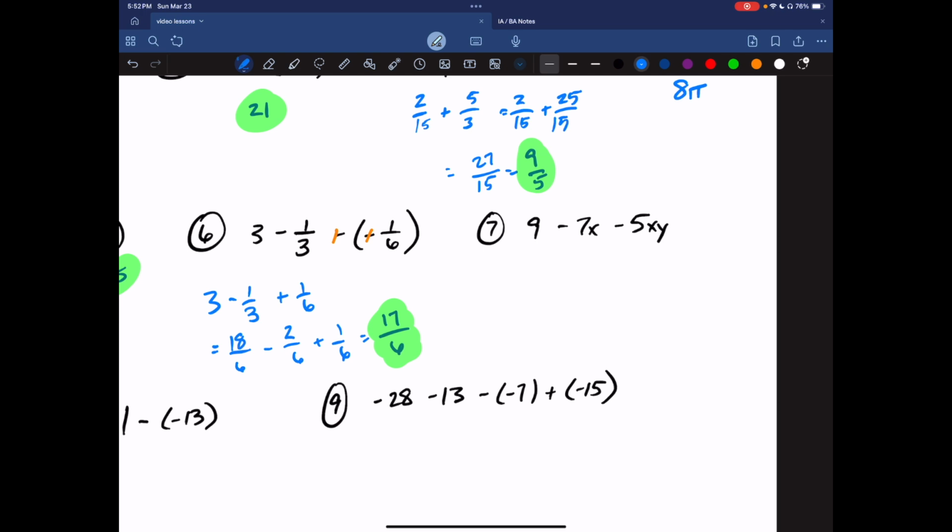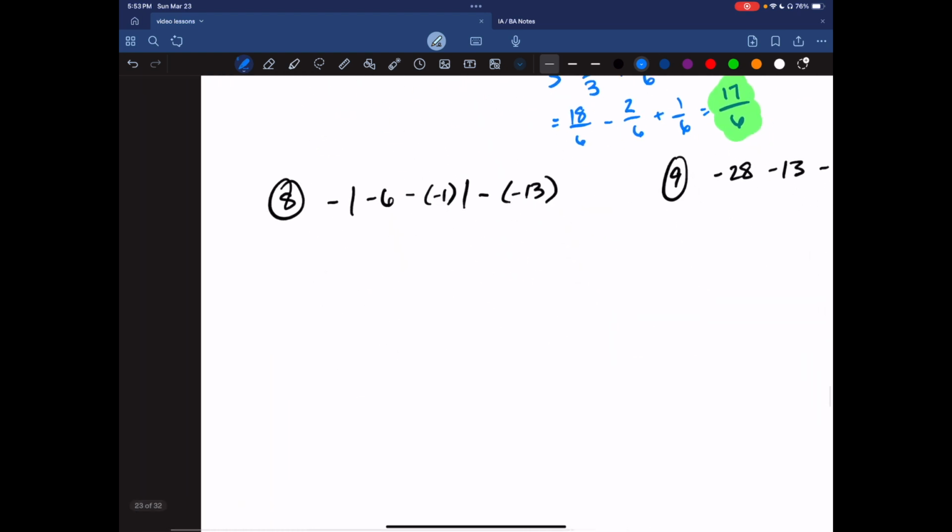So anytime there's an operation change, that's where you're going to define your terms. So for instance, here, I have 9 minus 7x minus 5xy. So because I have minus and minus, that's going to be 3 terms. So 9, comma, -7x, comma, -5xy. Those are all 3 of my terms. Okay. So that one's just in there.